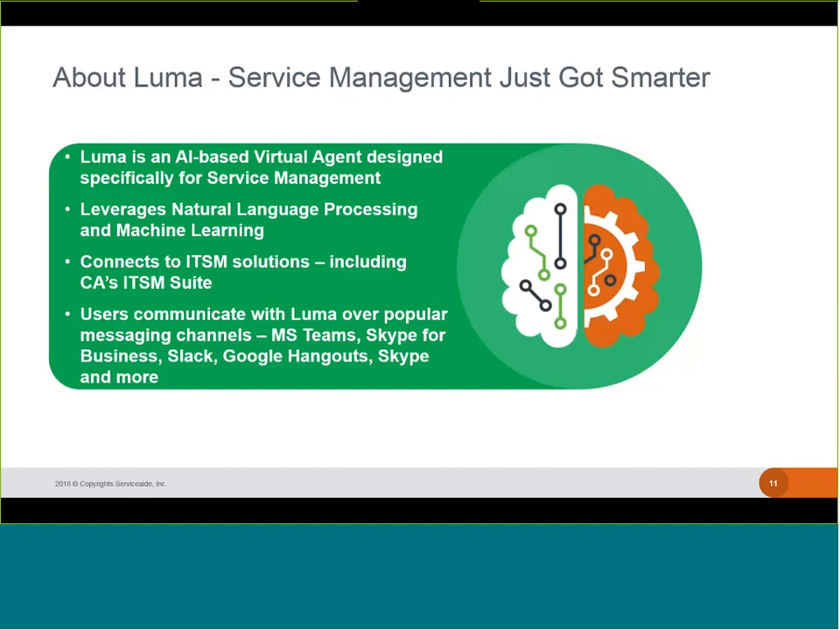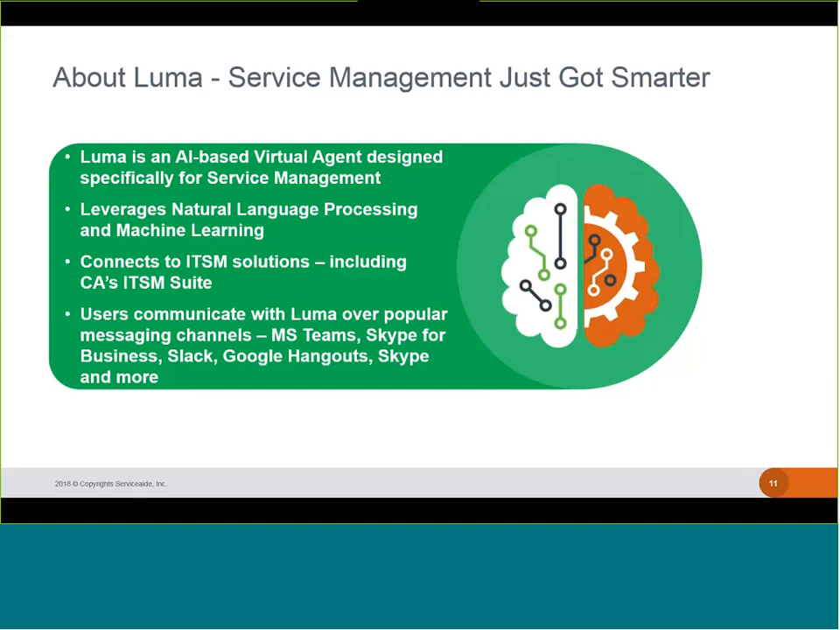Machine learning is used as a component of AI to improve the understanding of the engine, to improve Luma's understanding over time. So the more questions the user asks, and the more ways the user asks for a password reset or a network printer issue, the better Luma understands them, learning over time.